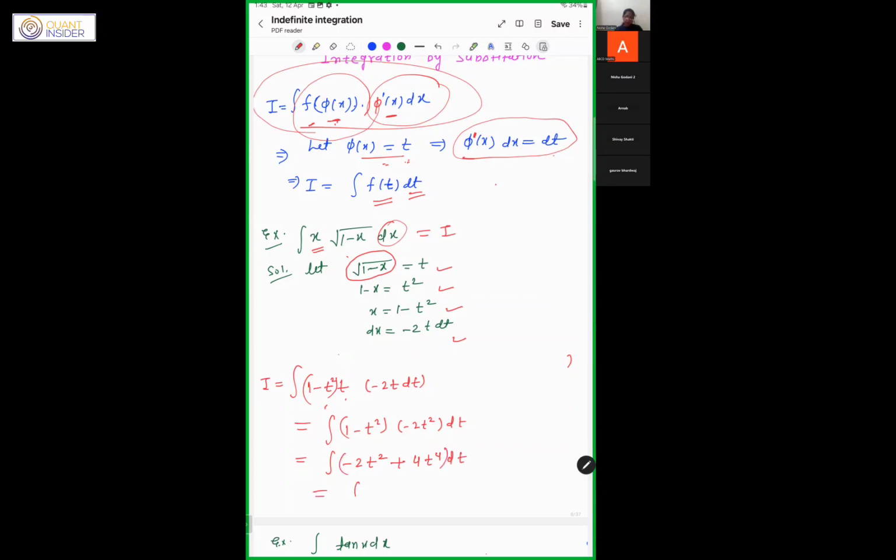Now when you integrate, what do you have? Minus 2t cube by 3 plus 4t to the power 5 by 5. Now you can substitute back the value of t, so you will get your answer in terms of x, because originally the question was given in terms of x. So you need to give it in terms of x. You can directly put back the value of t and you have the answer in terms of x. Are you getting this integration?